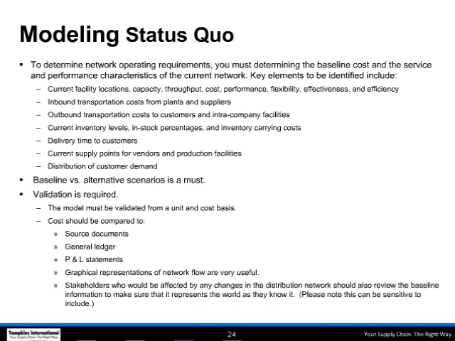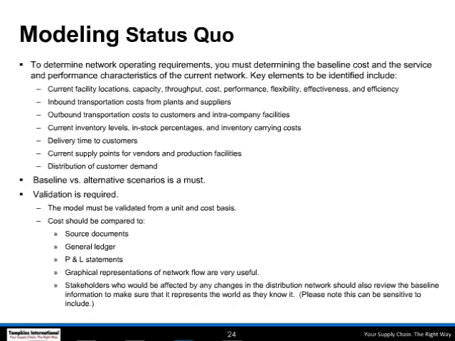That is where we would love to be, because once we establish a baseline, we're going to go into an optimized scenario. And then what we have to do is validate that baseline to make sure it's built correctly. How do we validate? We look at our source documents. We look at the general ledger, and we look at P&L statements.